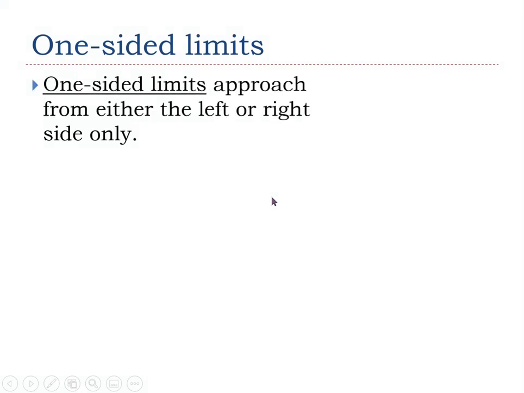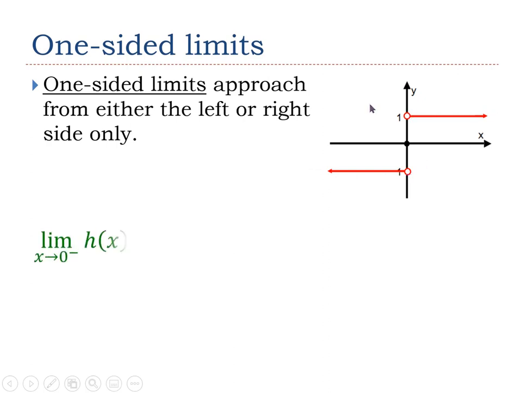So before we get to the fourth situation, I've been saying a lot of from the left and from the right. Well, those are what's known as one-sided limits. So here's a very unique graph. As you approach 0 from the left, you'll notice that you just have this horizontal line at -1. So as you approach 0 from the left, you're going to be at -1. And as you approach 0 from the right, you're going to be at +1.